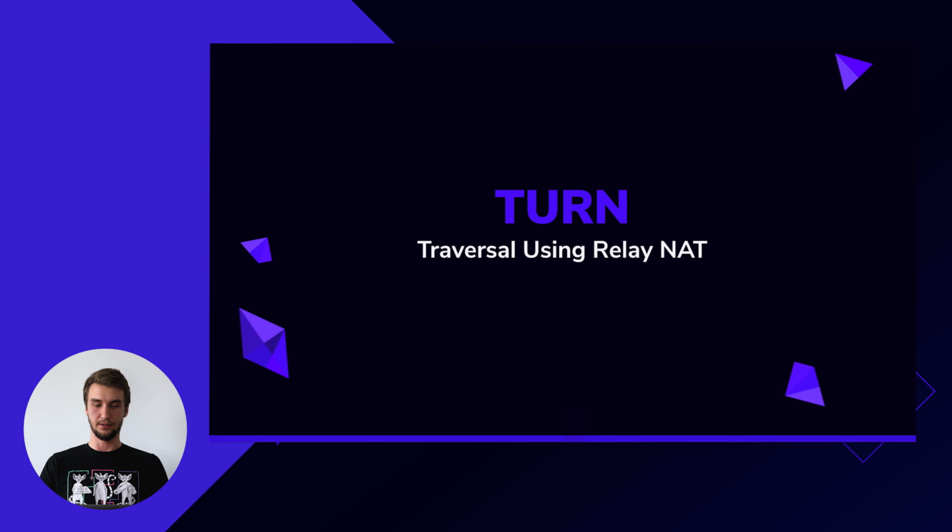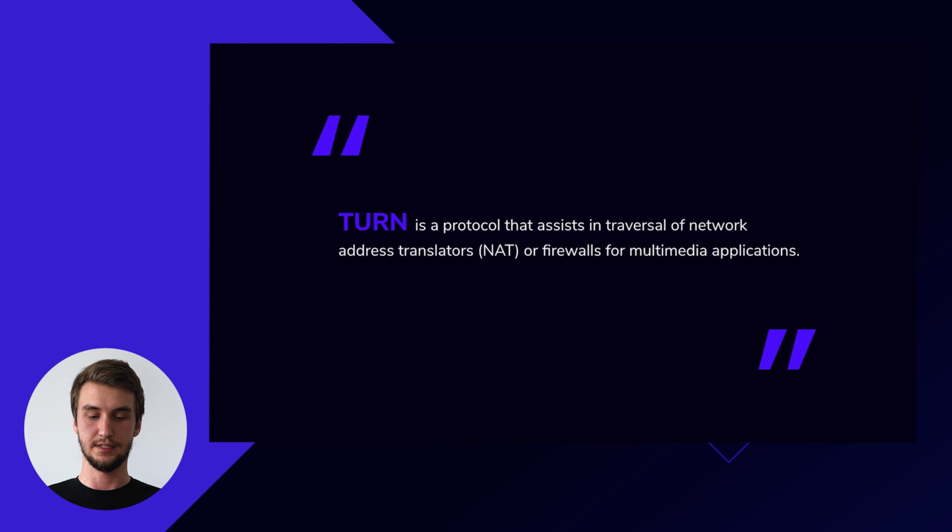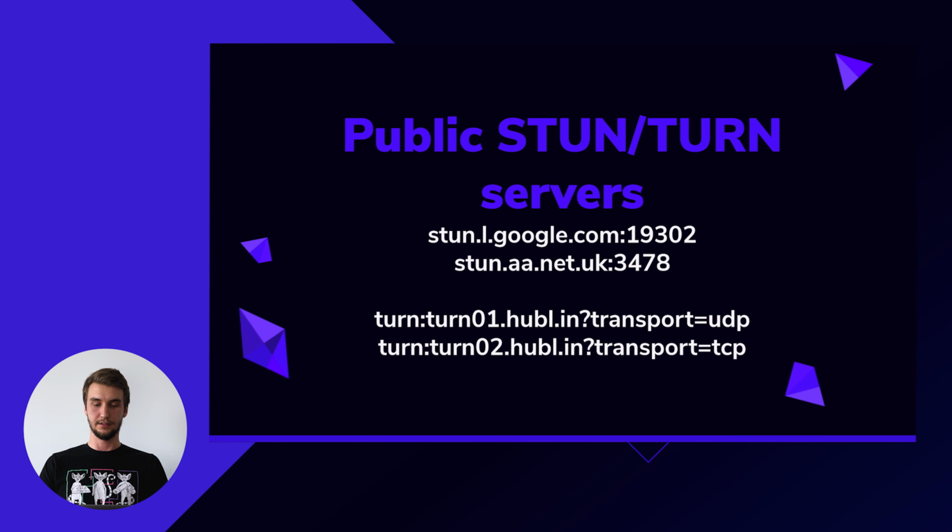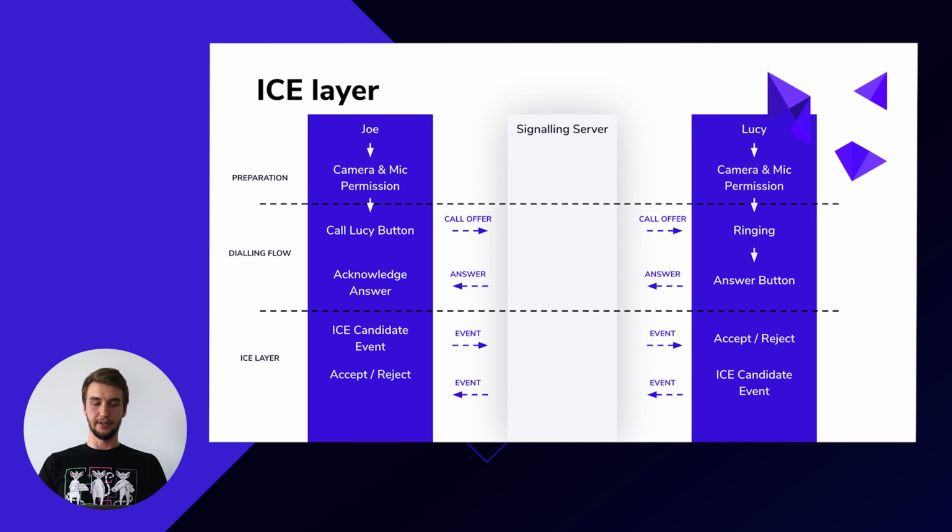But sometimes this won't be possible because, for example, Lucy's computer might be hidden behind, for example, a firewall, and direct communication won't be possible. In this case, we'll use TURN servers, which stands for Traversal Using Relay NAT, which is a protocol that exists in traversal of network address translators, or firewalls for multimedia applications. There are some public STUN and TURN servers that you can use and that are listed here, but it isn't encouraged to use them in your production application. They are meant only to be used for testing purposes, so keep that in mind. Now let's go back to our diagram.